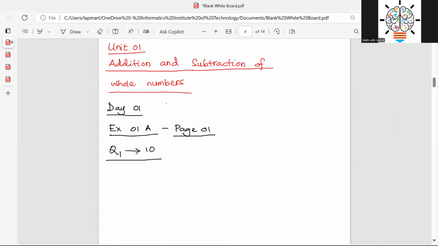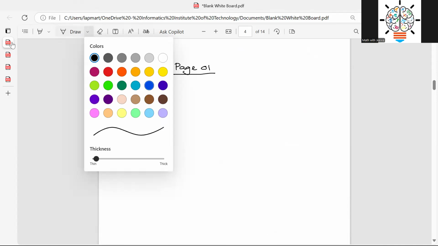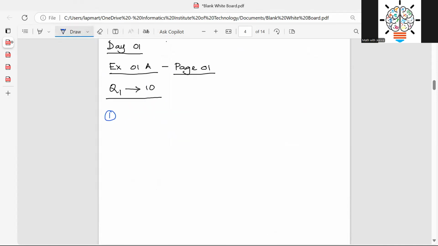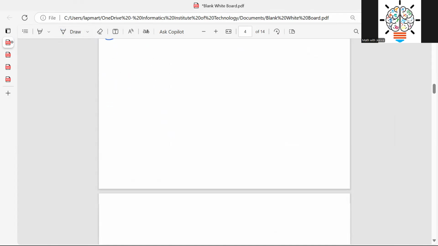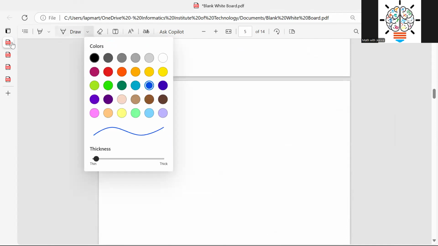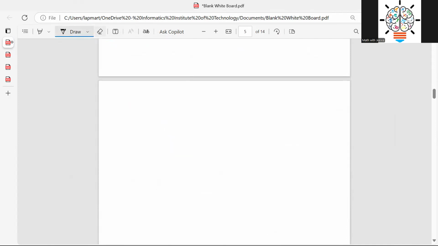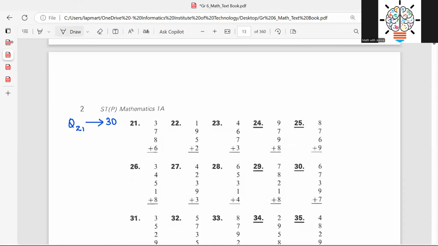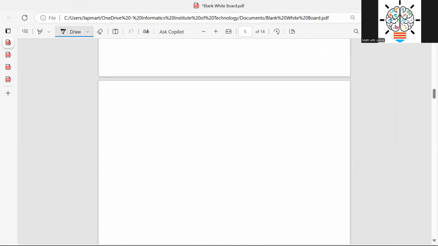Okay, then simply you just do them. You put the question number and you do them. Tick, tick, tick, tick, tick, tick. You quickly do the 10 questions. Let's say now you have completed them. Then you take the black color pen again. You write, now this is page 2. Then you write here, page 2. Then I ask you to do 21 to 30. Question 21 to 30, you underline it.